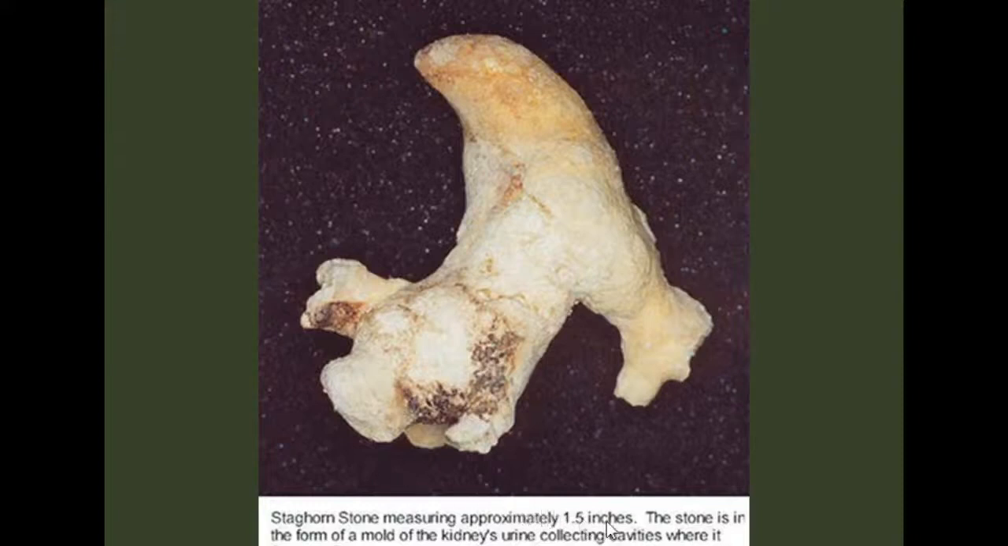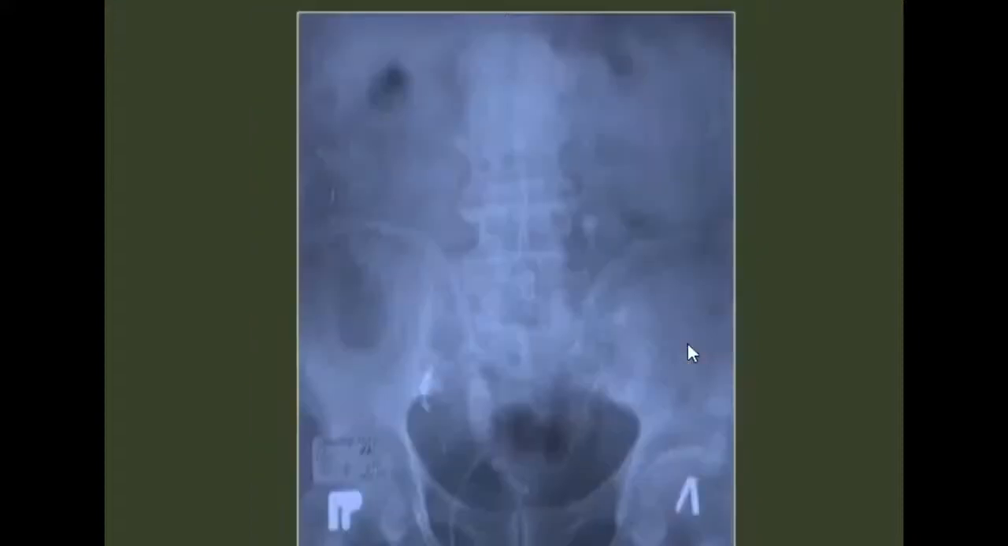approximately 1.5 inches. And also, this part was in the pelvis, this part in dilated calyces. It is a phosphate stone. Most often, staghorn stones are phosphate. In this picture, you can see an example of post-renal anuria.